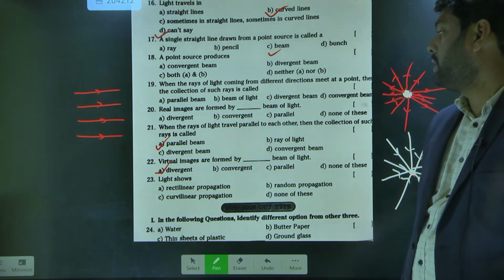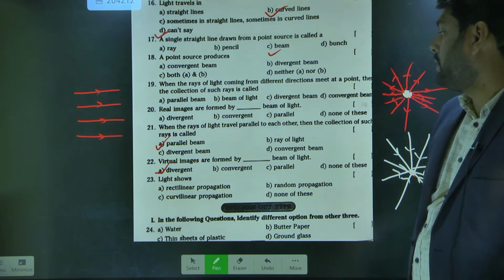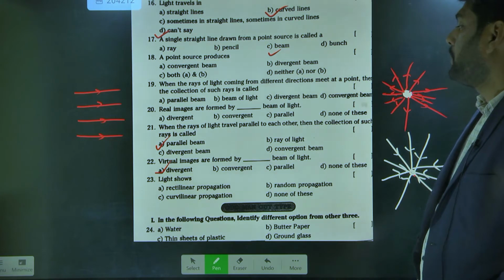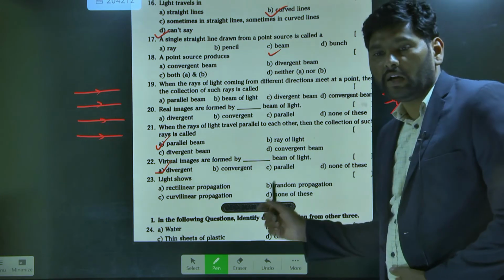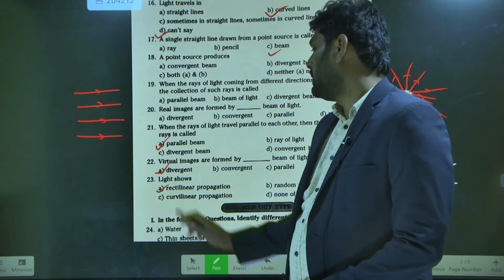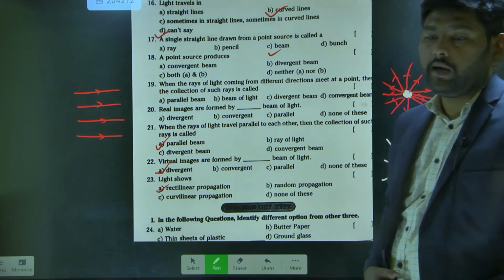Next, question 23. Light shows what propagation? Rectilinear propagation, random propagation, curvilinear propagation. This is one of the properties of light. So the answer is rectilinear propagation. Understand?